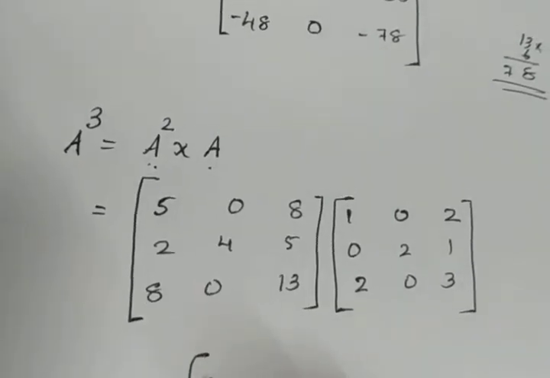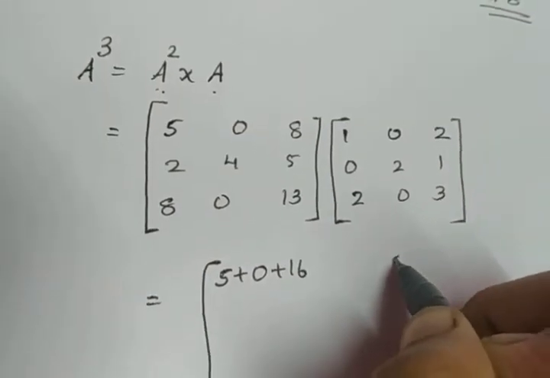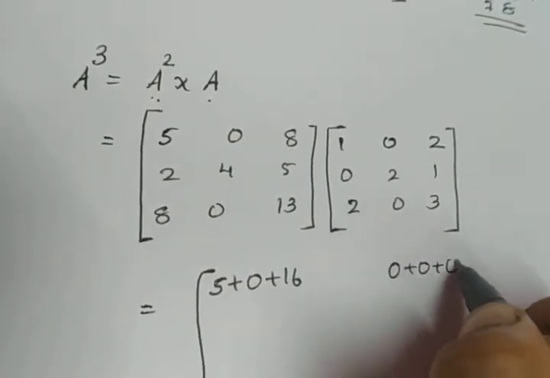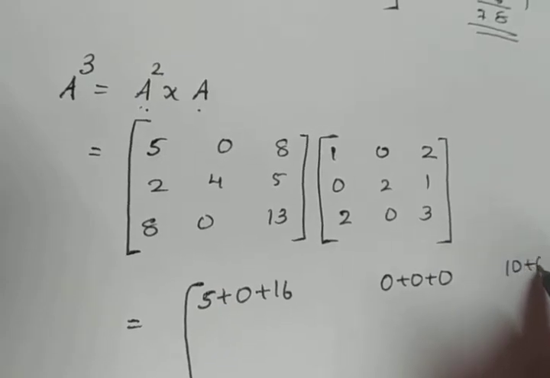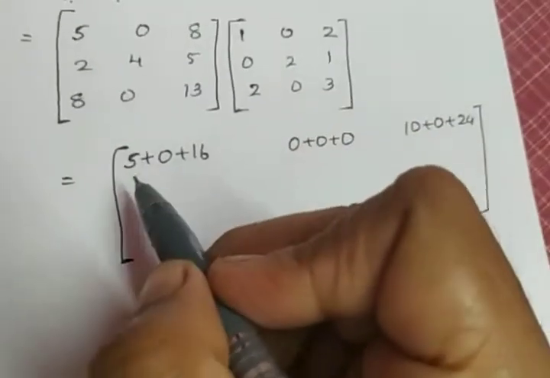So what will be the value? 5 plus 0 plus 16. That's the first term. 0 plus 0 plus 0. Then 10 plus 0 plus 24. That completes the first row. What about the second row?